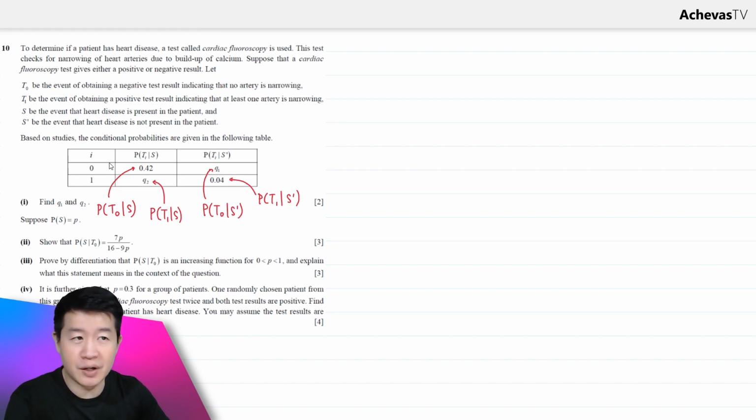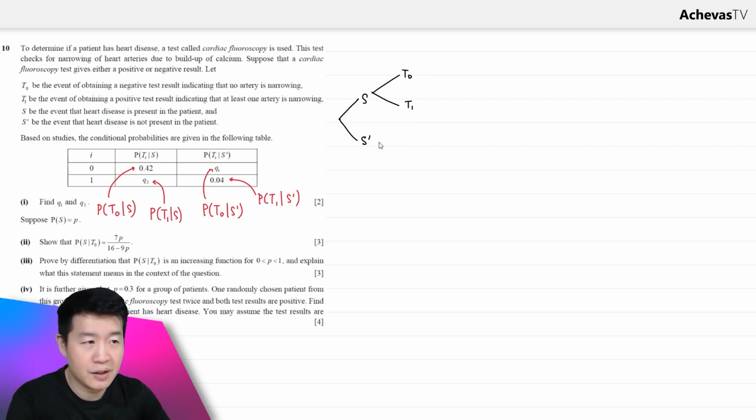What we can try to do is to build for ourselves a tree diagram, starting with S and S prime. According to the information that is given, we are testing people who can potentially have this heart disease. So the person will be going through the test, and the result can be negative, the result can be positive. The same for someone who has no heart disease. And according to the question, for those people with heart disease, to get T0, this is 0.42. To get T1, this is Q2.